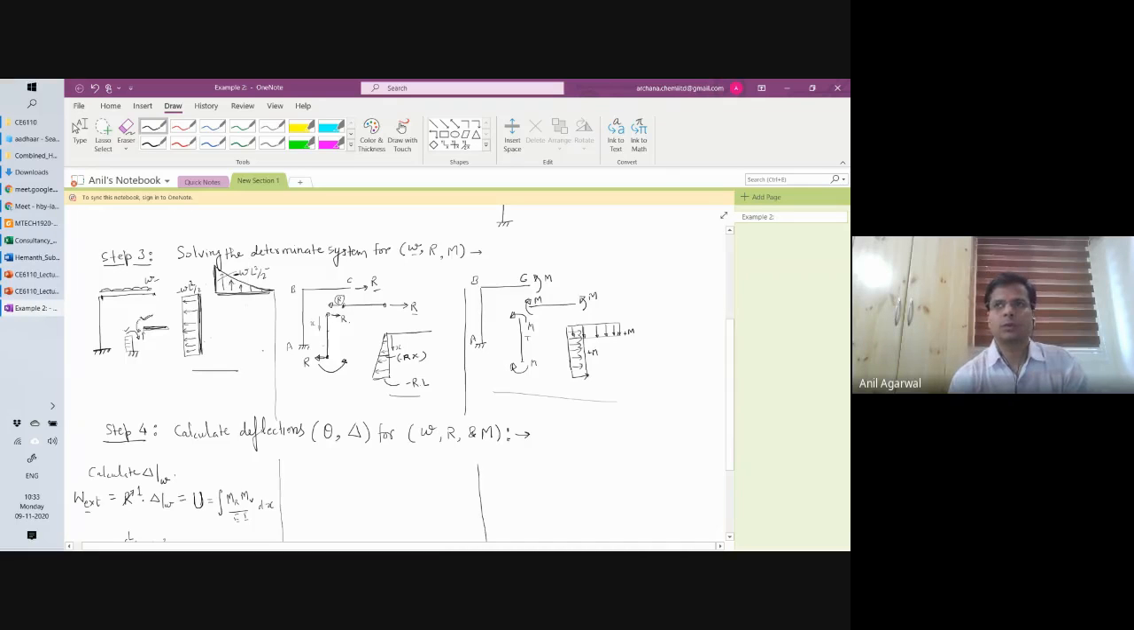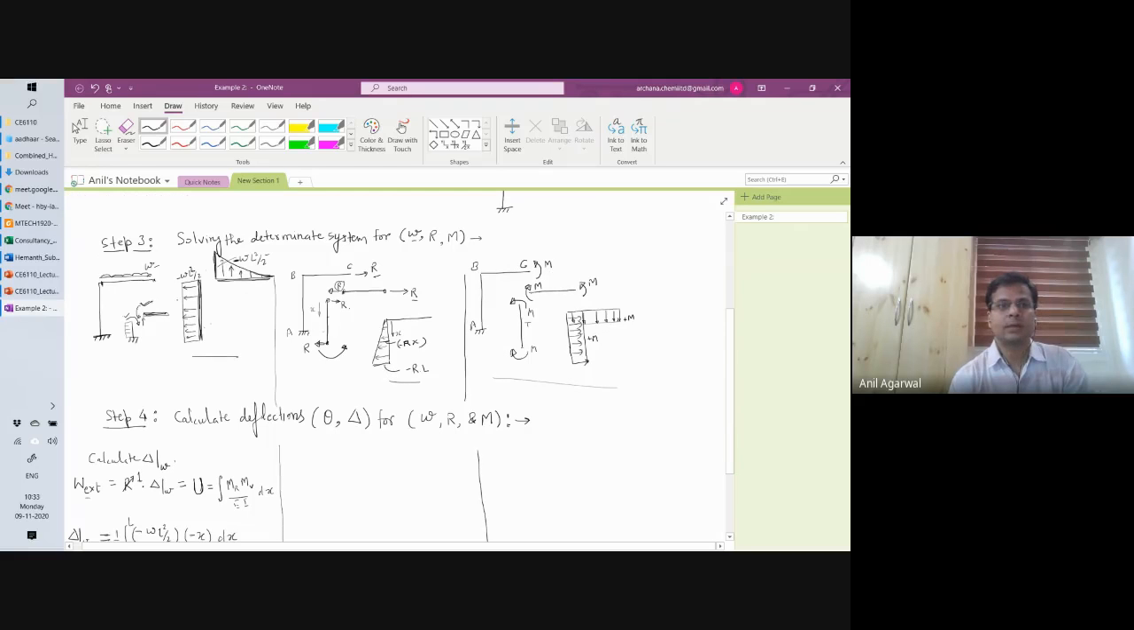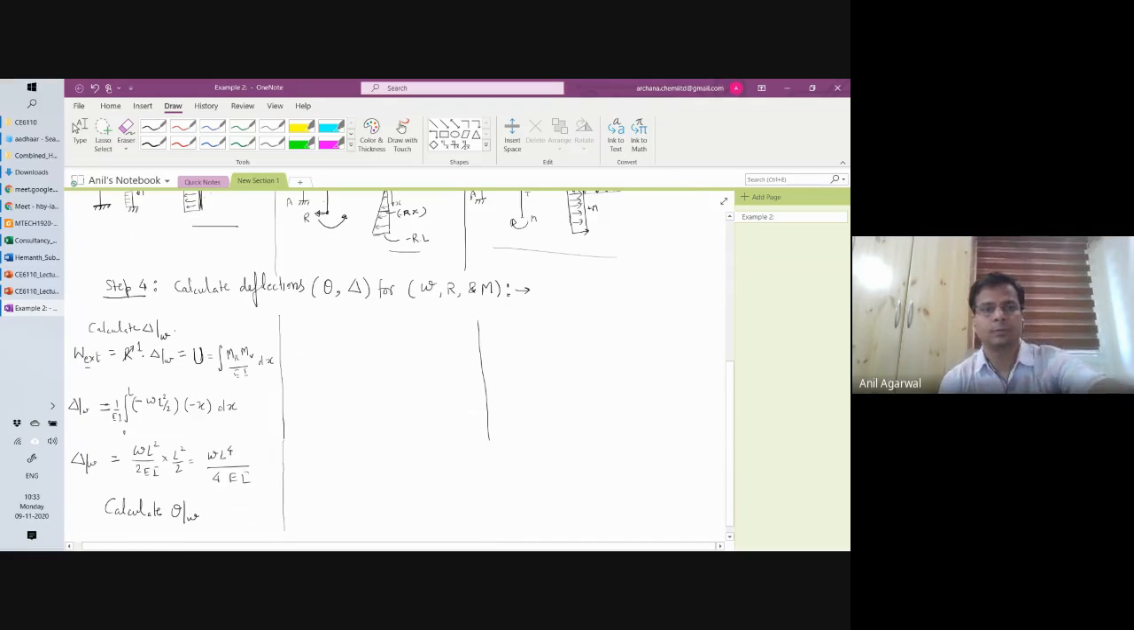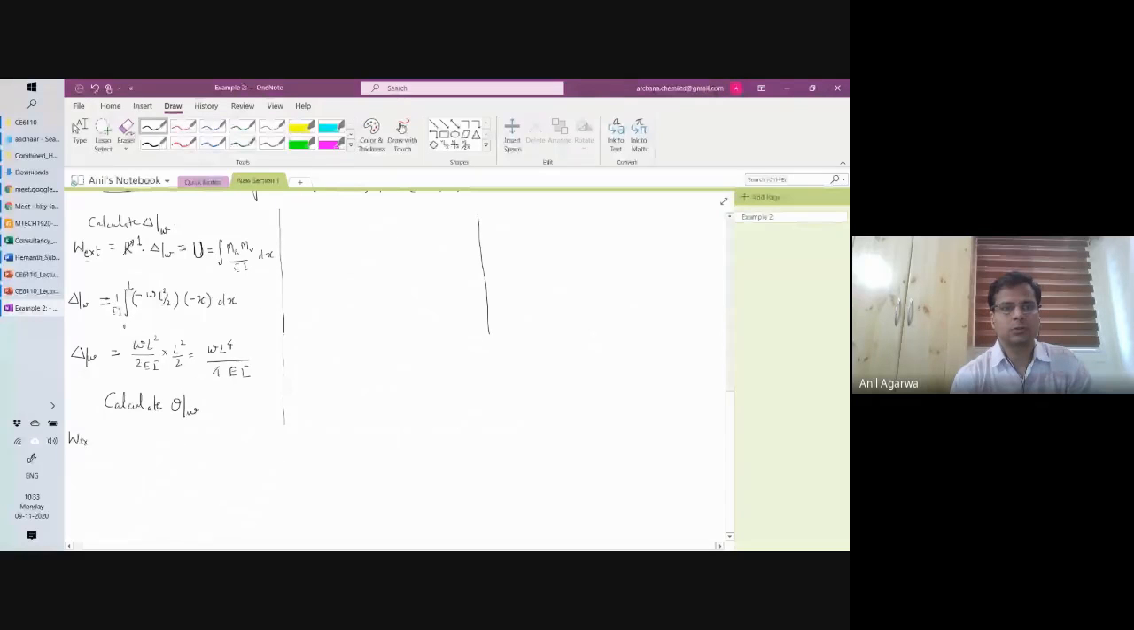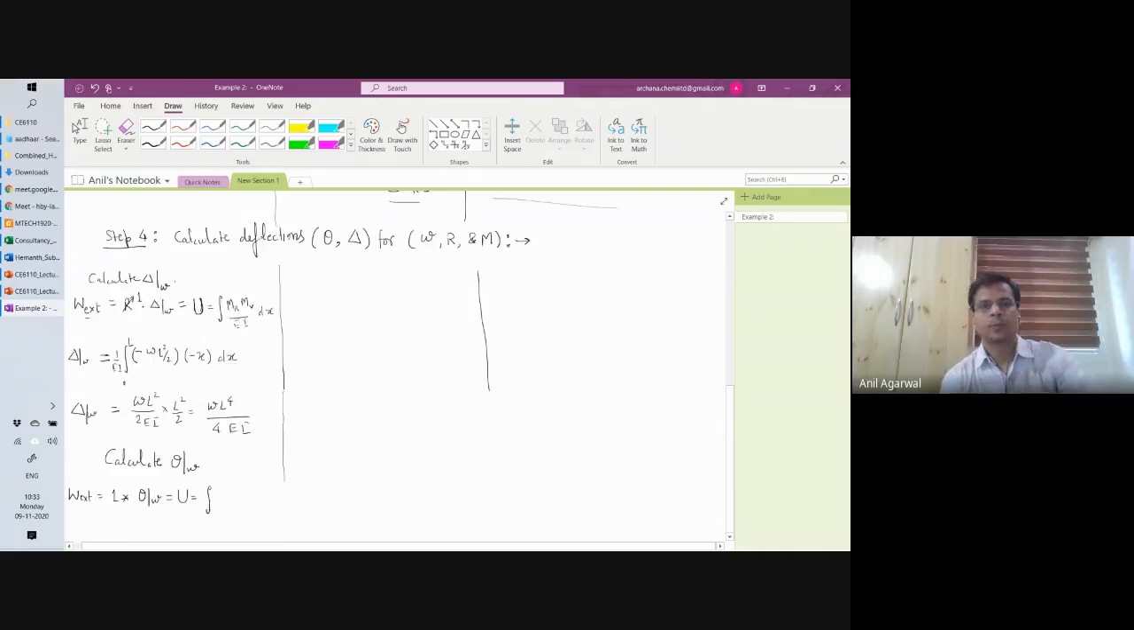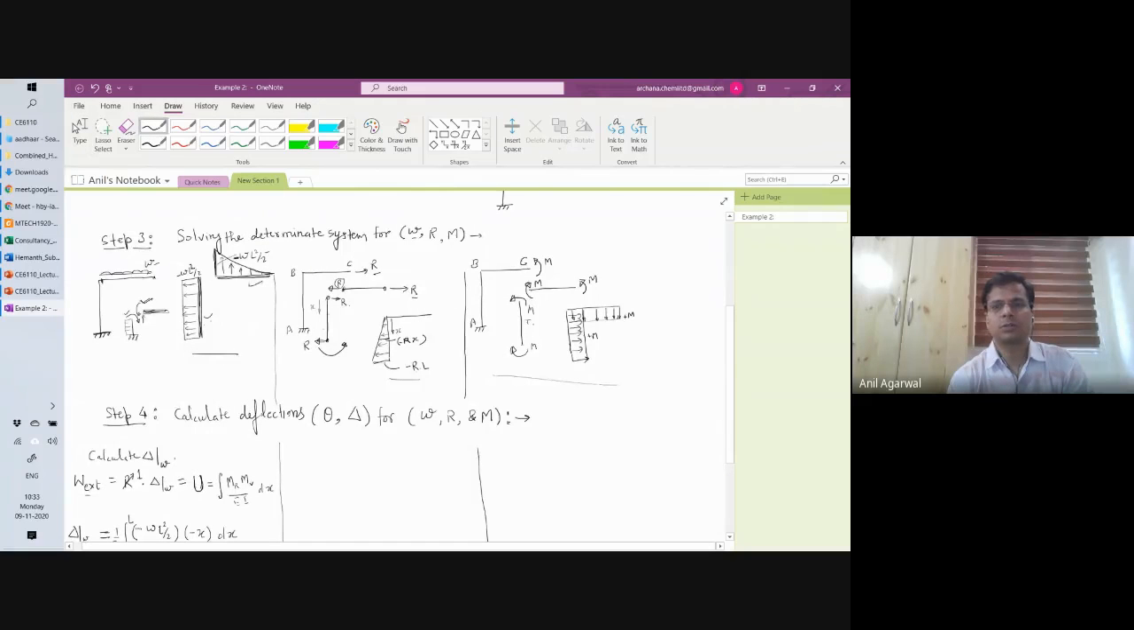Again, the external virtual work will be equal to this unit moment multiplied by theta caused by W. So W external will be equal to the unit moment multiplied by theta caused by W. Fine. And that is actually equal to U, your strain energy. Now this time both members have non-zero values. So this moment is non-zero, this moment is non-zero, this moment is non-zero, this moment is non-zero. So we have to solve it for both members.